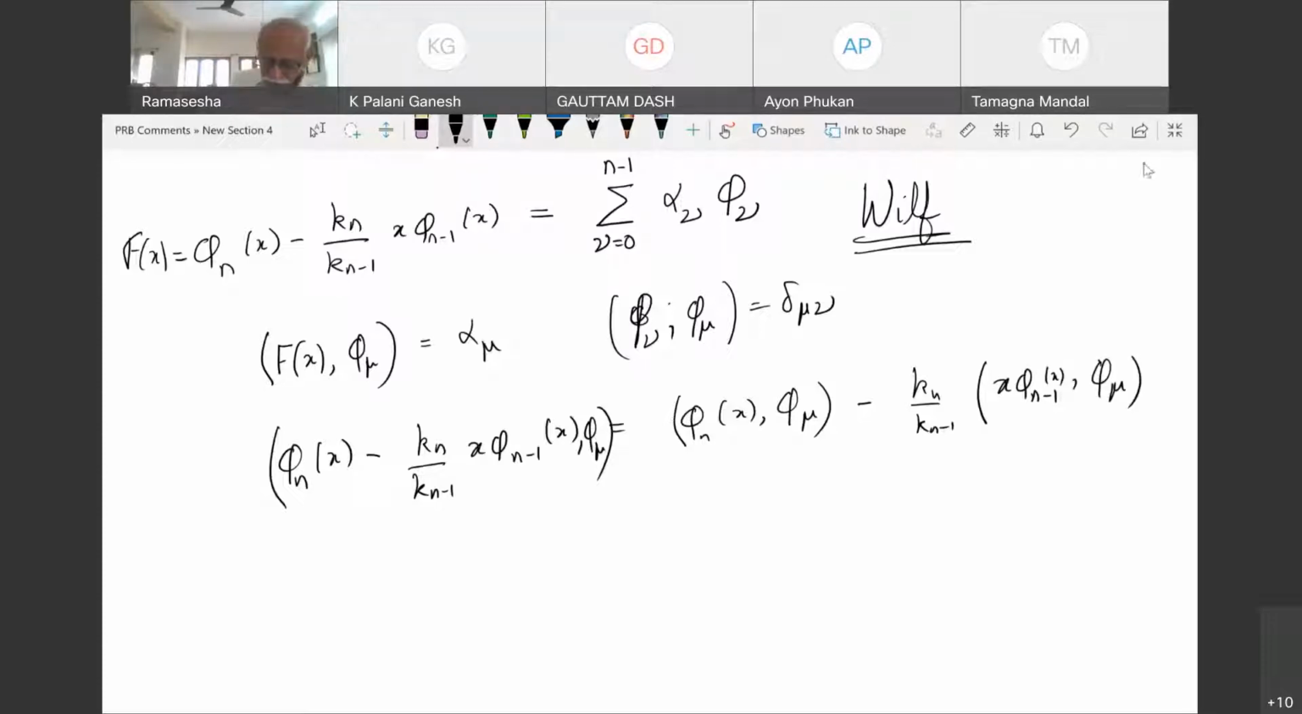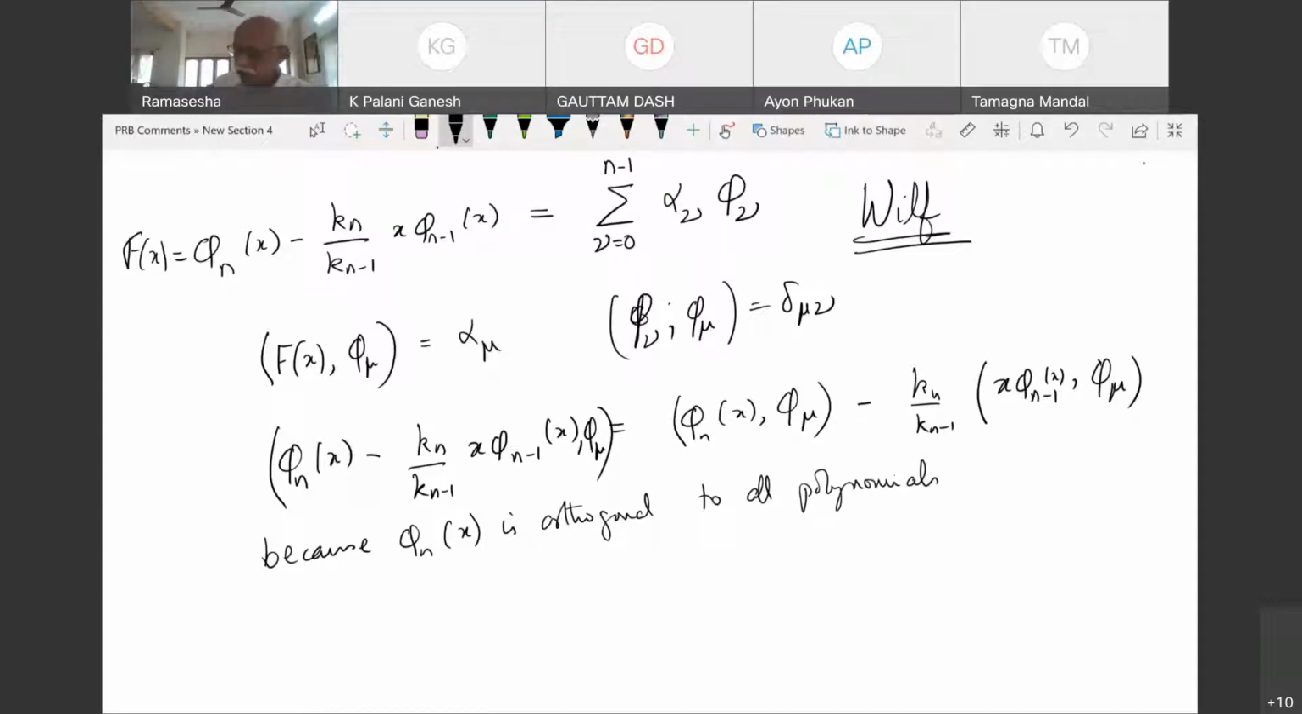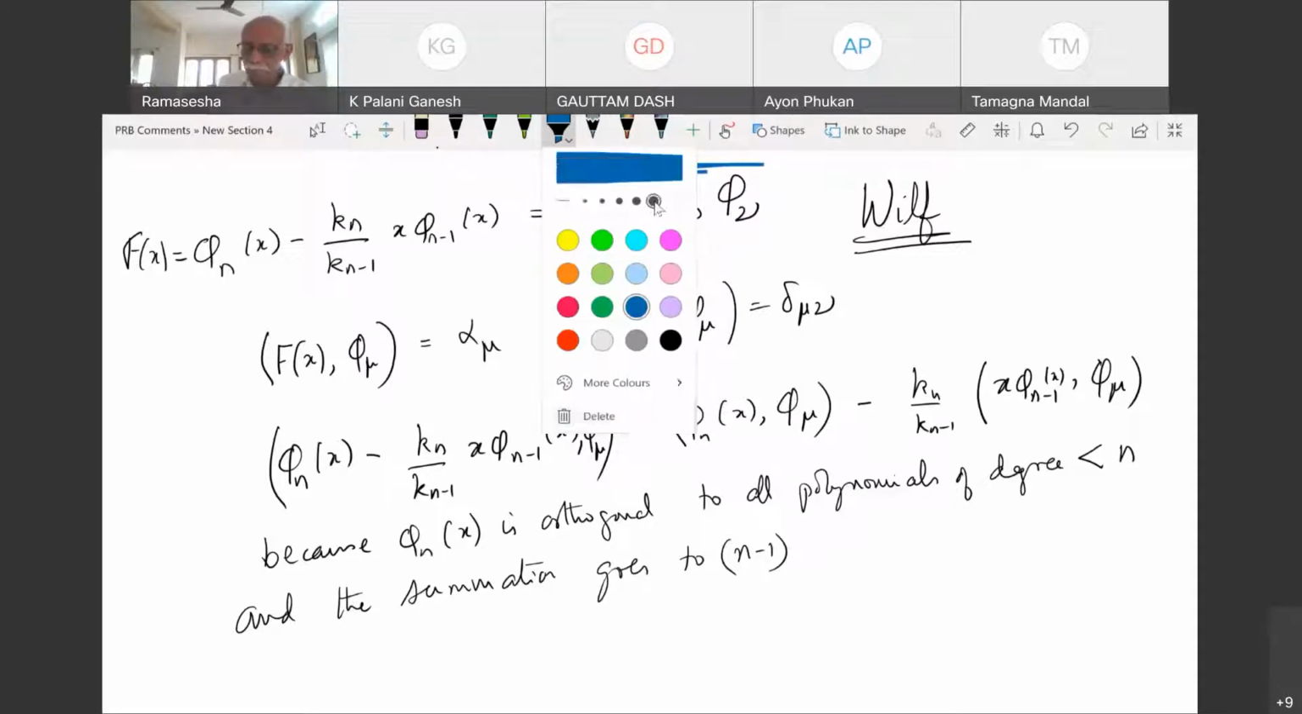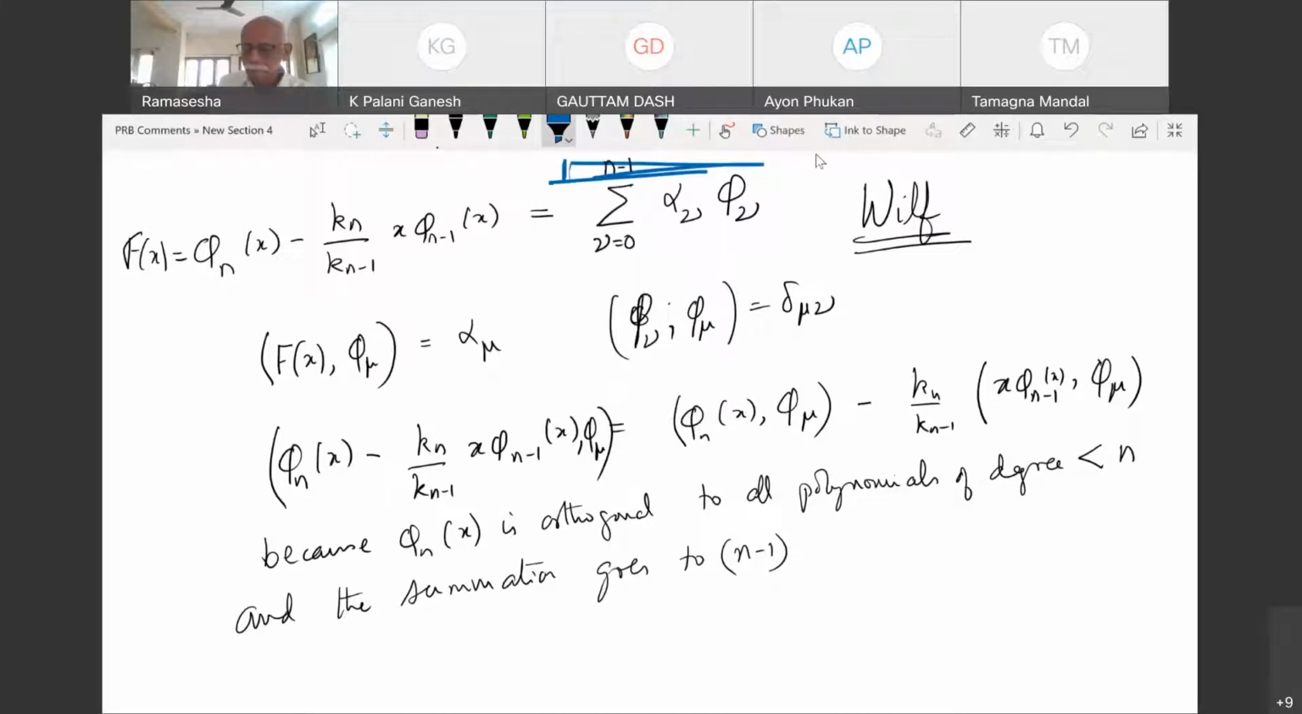Because p_n(x) is orthogonal to all polynomials, whether it is an orthogonal polynomial or any polynomial of degree less than n, and the summation on the right-hand side only goes up to n minus 1, the inner product of p_n(x) with p_mu is always 0. So the first term is 0.